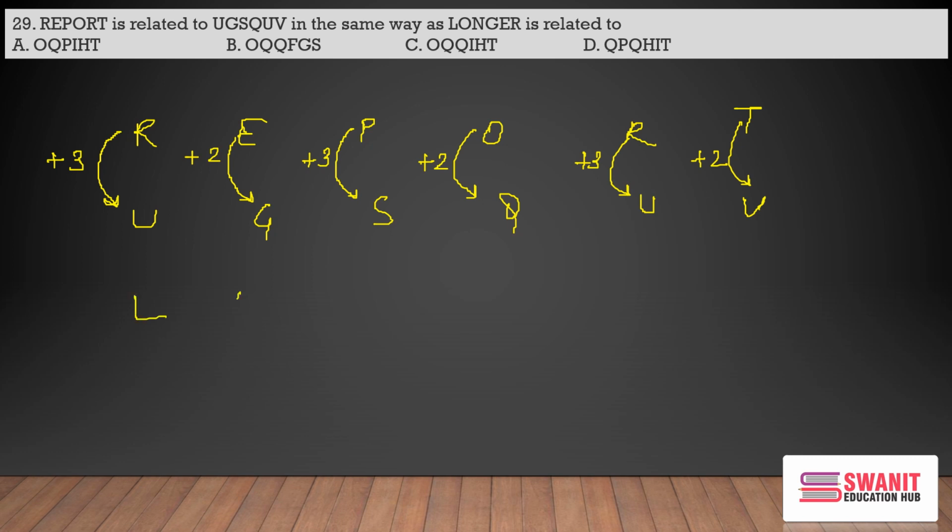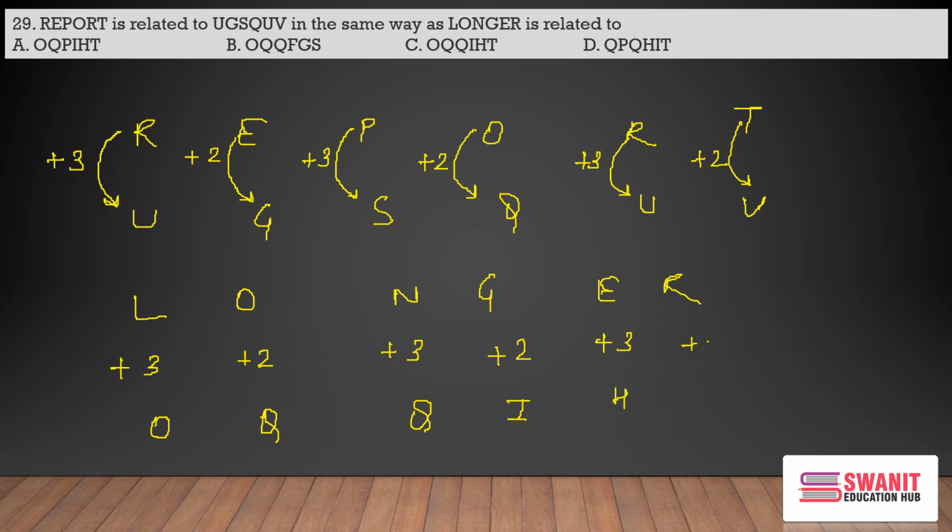So I have to find out how longer is related. It should be +3 for L, so L, M, N, and O. Then +2: O, P, Q. Then +3: O, P, Q. Similarly, +2: G, H, I. Then +3: H, and +2 is T, and that makes my answer option number C.